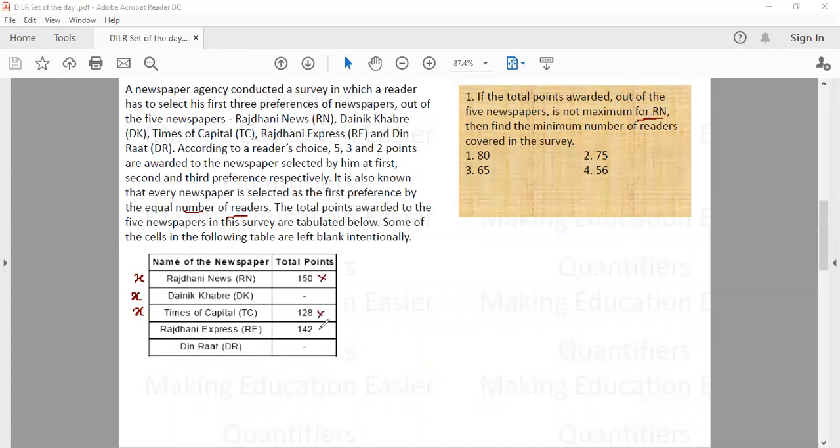So these two cannot be the maximum points. That means the maximum points has to be for Dainik Khabrein or Din Raat only. These can be the 2 papers giving the maximum points, either Dainik Khabrein or Din Raat. So without loss of generality, let us say Dainik Khabrein is the paper which is getting the maximum points.